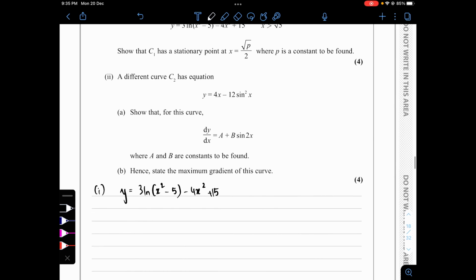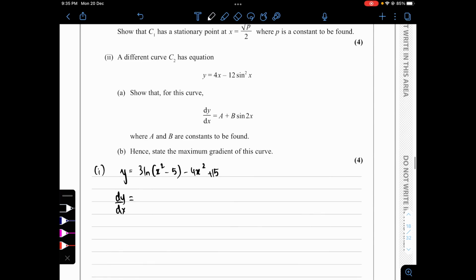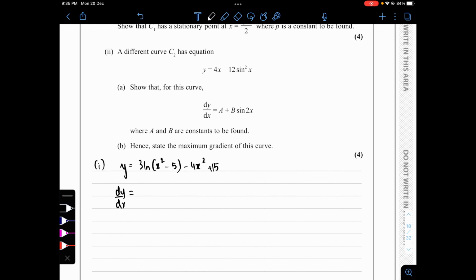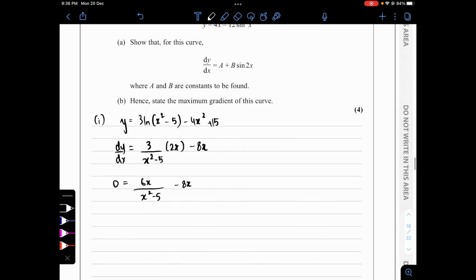So we need to get stationary points. That's when gradient equals 0. So dy over dx. Right? So we know that the differentiation of ln is 1 over x, so this will be 3 over x squared minus 5, but we also multiply by the derivative of the inside of the function, so that's 2x, so it's multiplied by 2x, minus 8x. That's pretty simple. So now let us simplify. So this is 0 equals 6x over x squared minus 5 minus 8x. So let's put 8x on the other side.